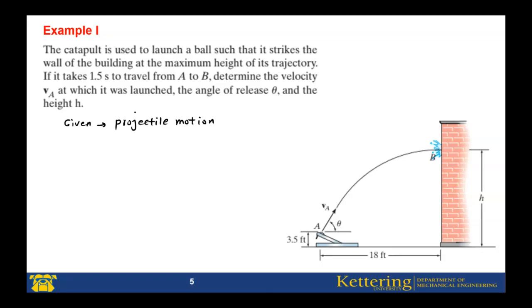Now for this projectile motion, the first important step is to select a coordinate system. Where do you want to put the coordinate system? For example, some of you are interested in putting it at point A. Some of you are interested in putting the point here. It's optional. It's not mandatory to select the coordinate system as I'm selecting for this problem.